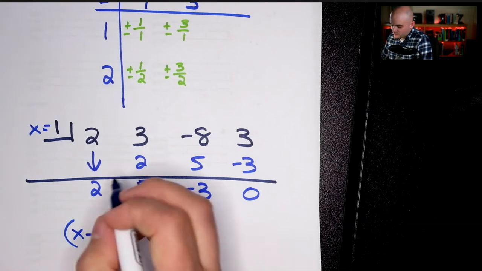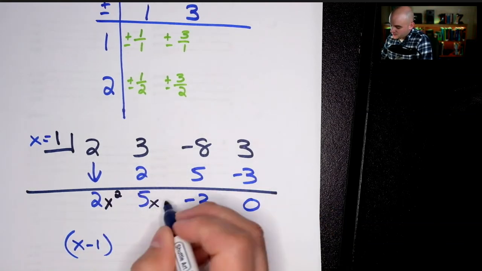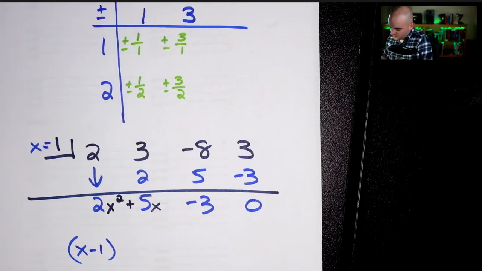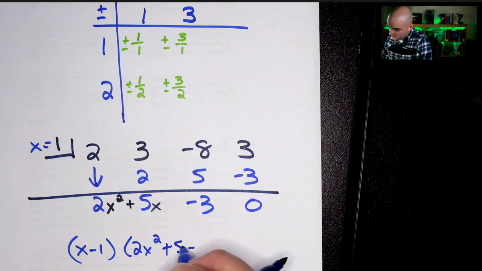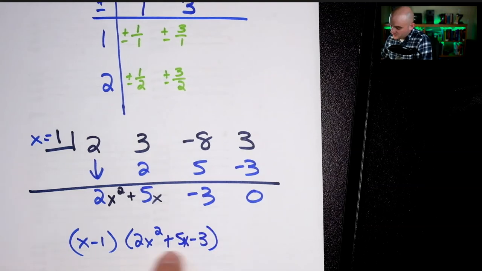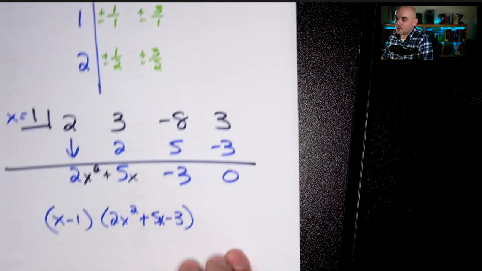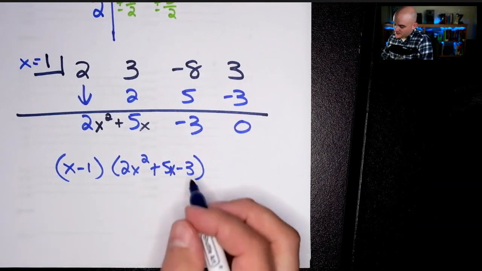I need to put some variables with it. So you go 1 degree less, x squared, x, and then it's just a constant term there. So it becomes this right here, 2x squared plus 5x minus 3. And if this seems a little weird to you, you can multiply them out and you should get the original polynomial up here. Now, that being the case, let's see if we can factor it.